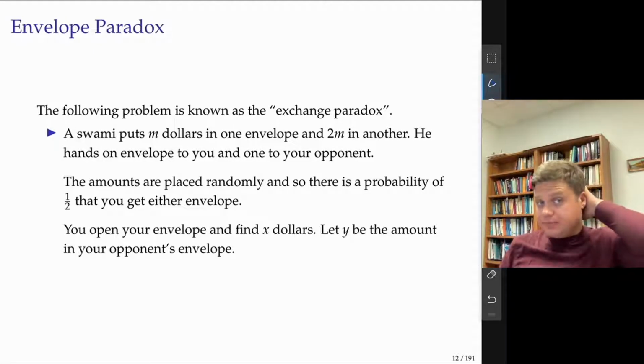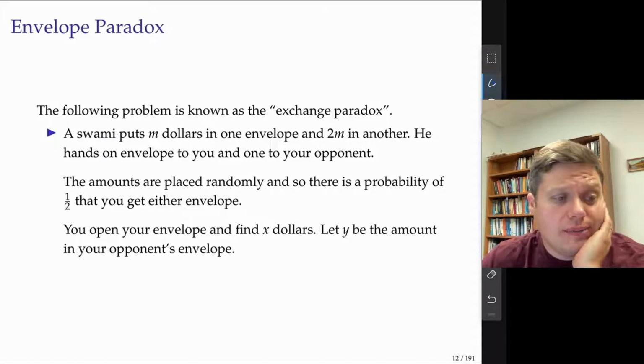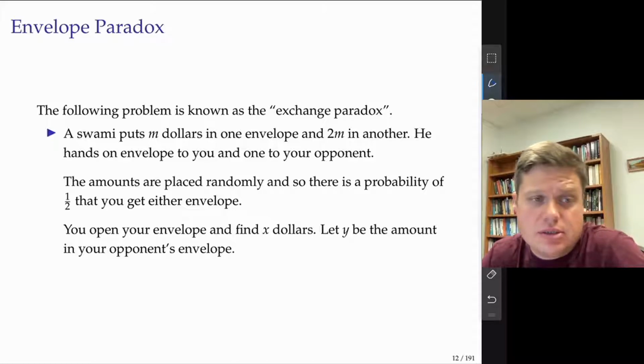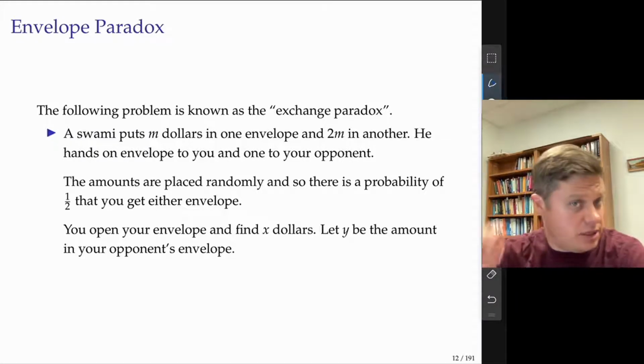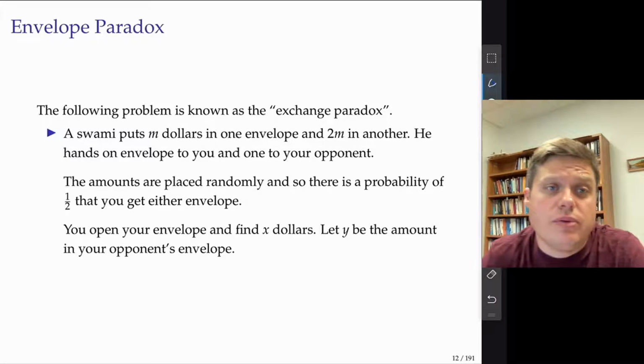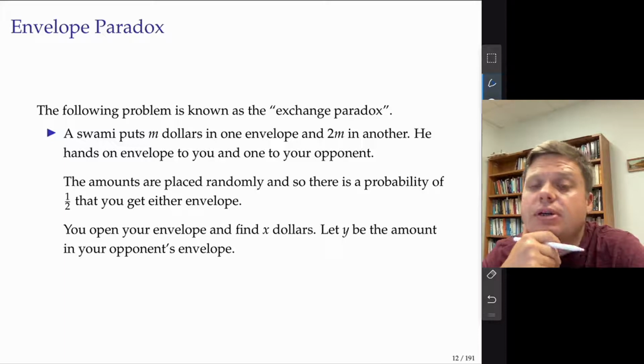Now let's talk about a few paradoxes that arise in probability. The reason we talk about those paradoxes is just to show some motivating examples, but also to show how counterintuitive probabilistic calculations can be sometimes. So we'll start with the envelope paradox, also known sometimes as the exchange paradox.